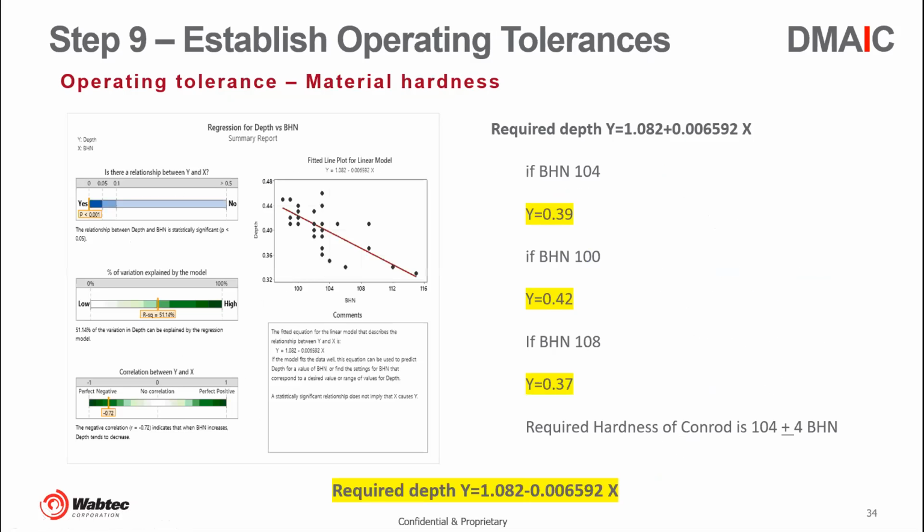Then we were able to also put the relationship into that, and what relationship through the regression model came out, that this was the equation which came out finally for the depth and for hardness, where X was the hardness. So you can see at different hardnesses, this is the depth obtained for the crimping to happen. At 104 it is 0.39, at 100 it is 0.42, and 108 is 0.37. So you could see a negative correlation happening over there through the regression model.